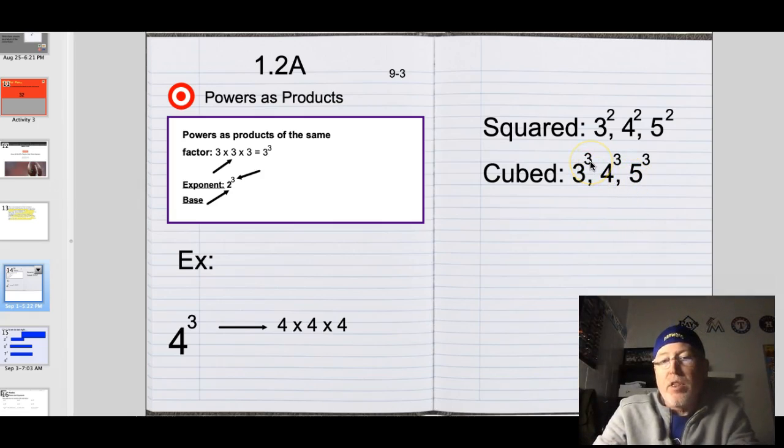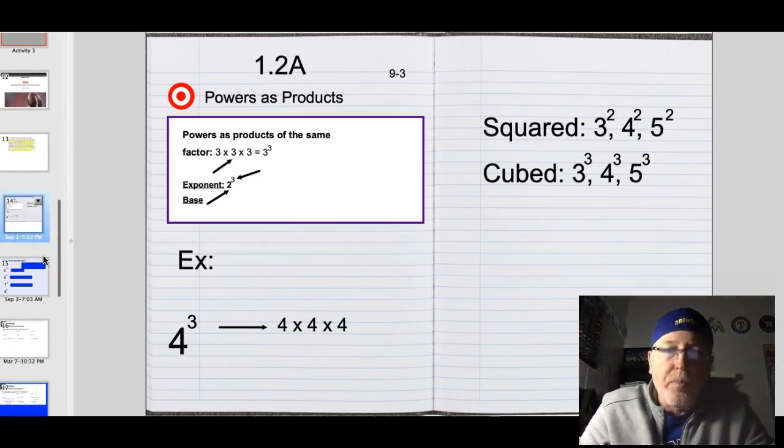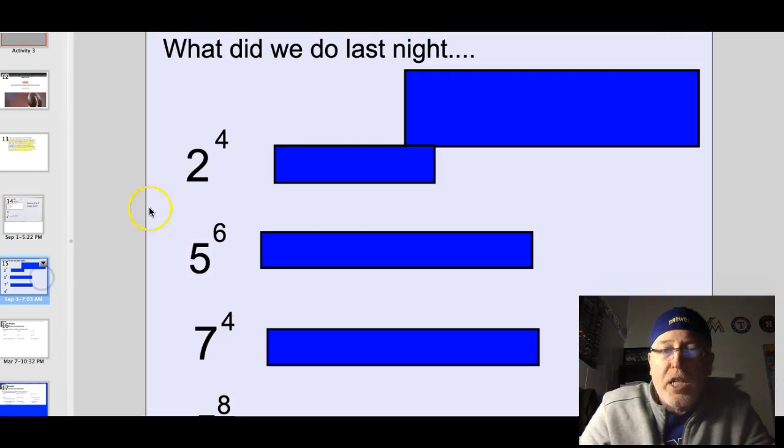3 to the third is 3 cubed. 4 cubed. 5 cubed. You'll need to know those words just a little bit. All right, we are going to do just a little bit of group practice. You don't have to write anything down here, but here's what we did last night.